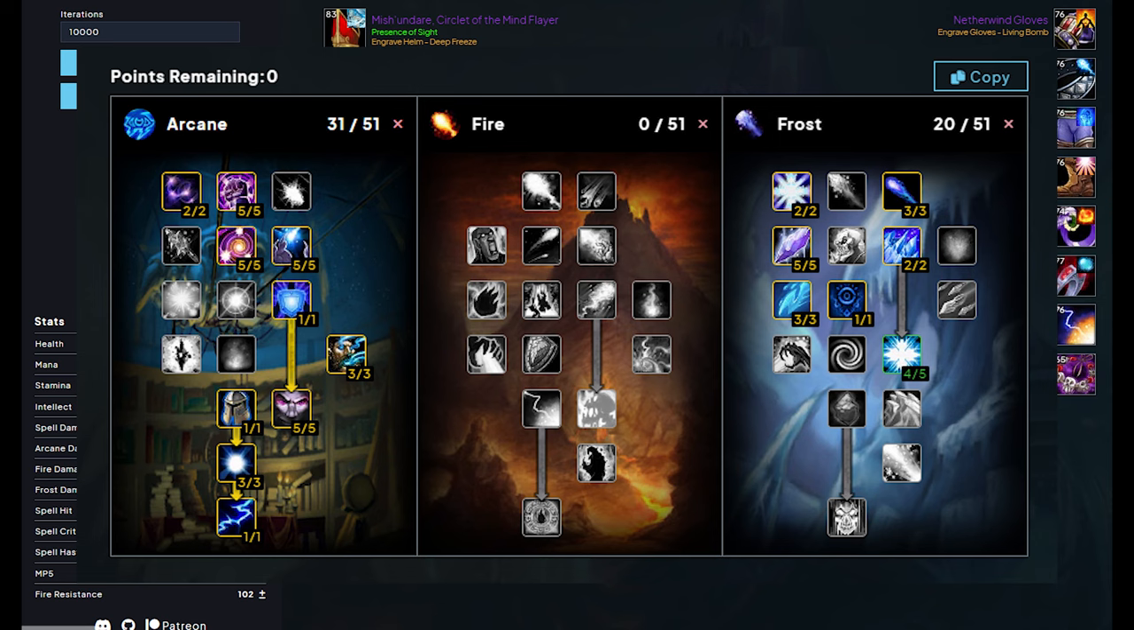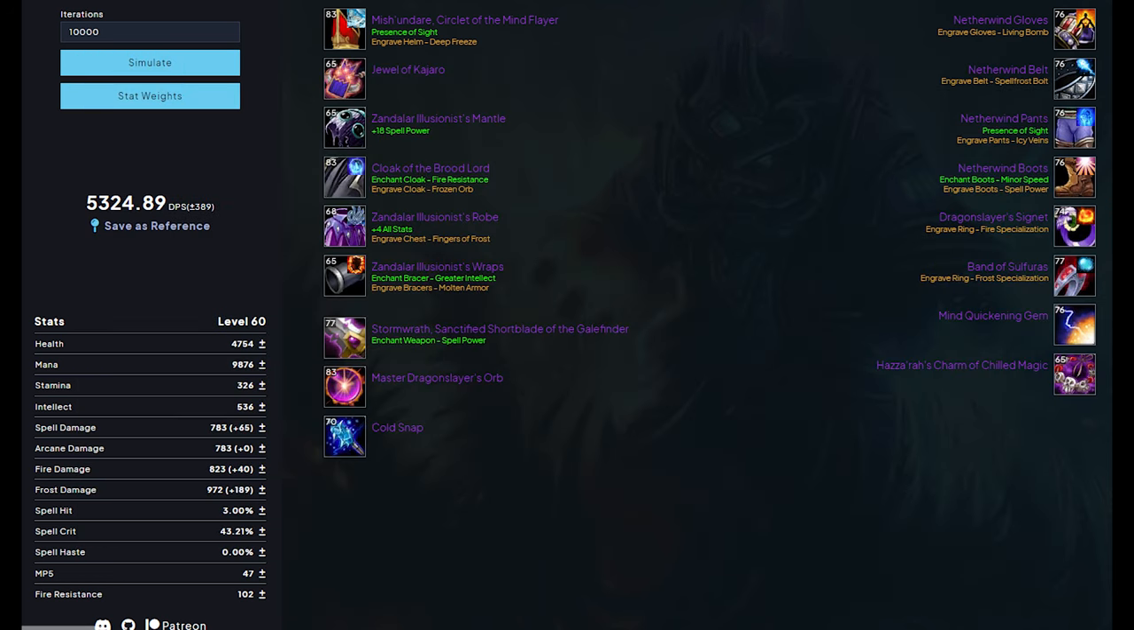This build is insanely cooldown dependent. The reason why it is doing number 1 DPS on short fights is because of that. Seriously, in your opener, you are using Mind Quickening Gem, Icy Veins, Presence of Mind, Arcane Power, potentially Berserking from Trolls, and Alchemists can use the mildly irradiated Rejuvenation Potion. These cooldowns front-load our damage a lot.